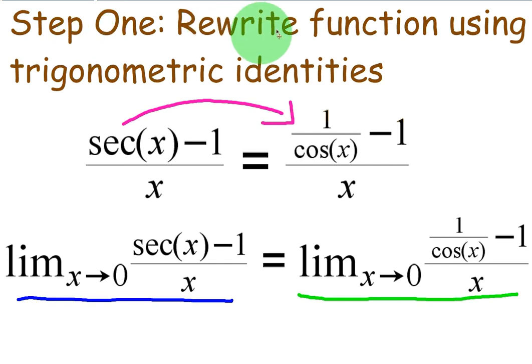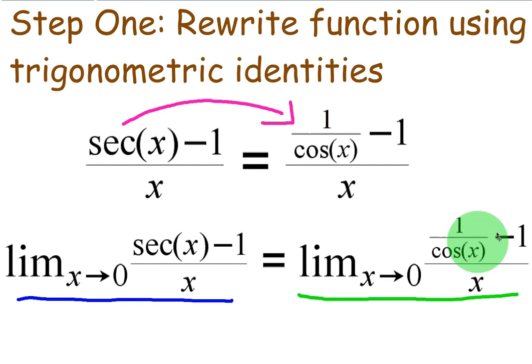It says to, step 1, rewrite the function using trigonometric identities. And we know that secant is 1 over cosine. So we're going to go ahead and replace secant with 1 over cosine. There is no other identity for secant of x minus 1, so we just have to use this reciprocal identity. So since these two things are equal to each other, then their limits are equal. So the limit as x approaches 0 that we're going to try to find now is of 1 over cosine minus 1 over x.